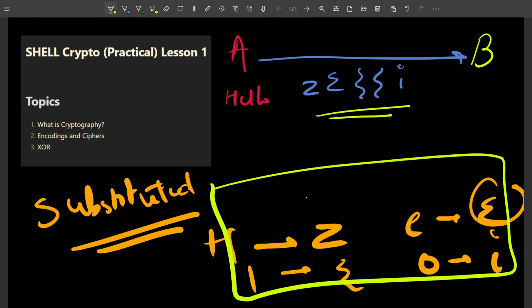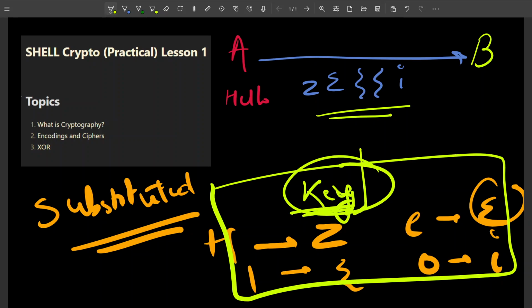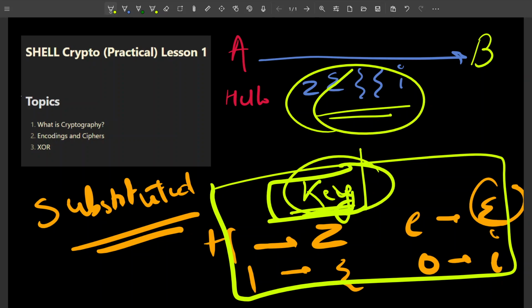So this table, for most purposes, is our key. Not exactly the exact definition of a key, but in our case, a key opens the lock that this message is. So this table is our key table, or you can think of it as the chart that we refer to, to encrypt or decrypt the message. This is what substitution ciphers are.